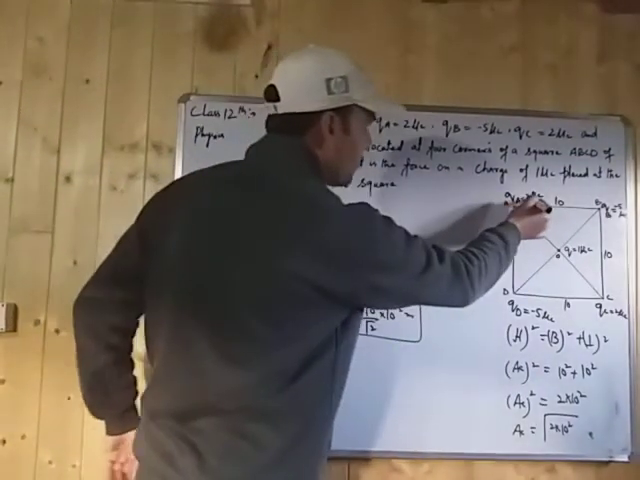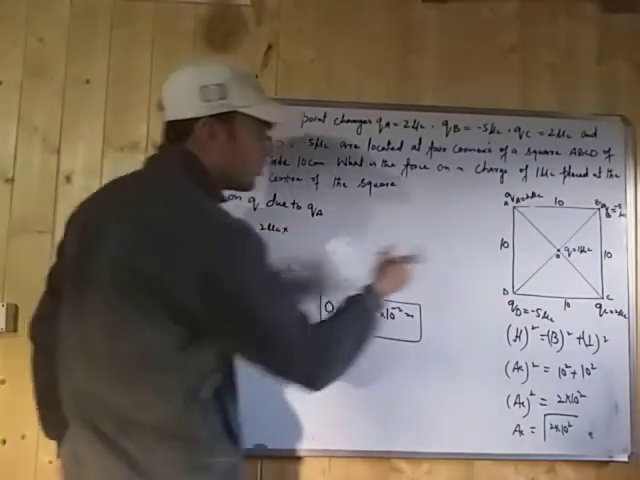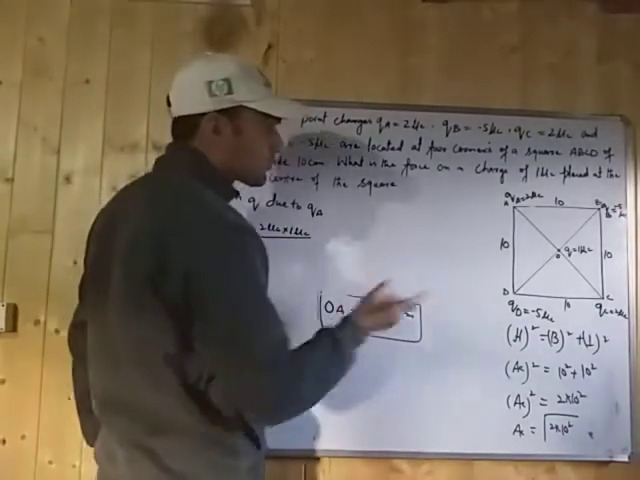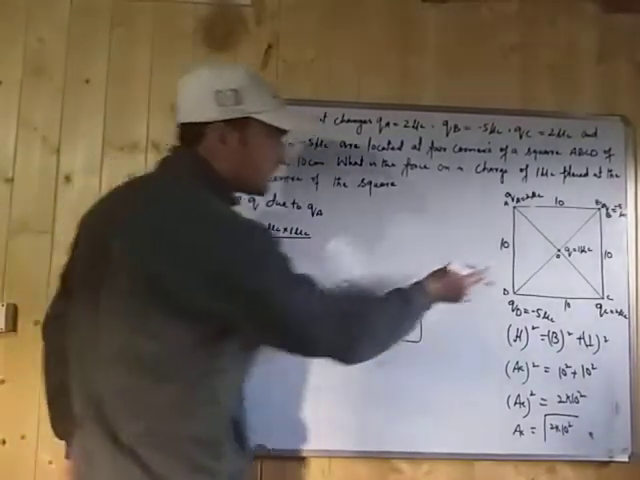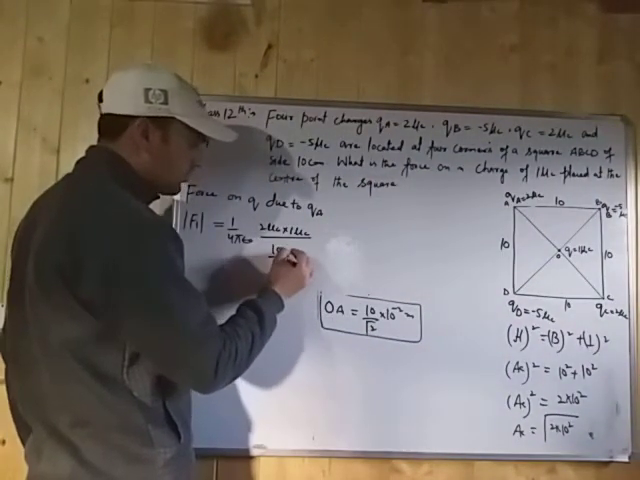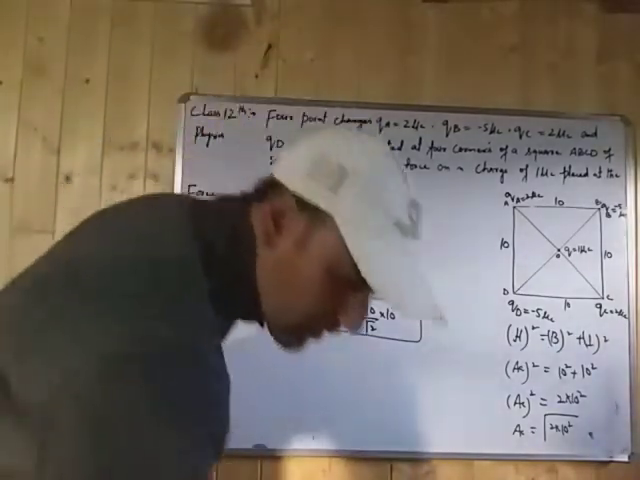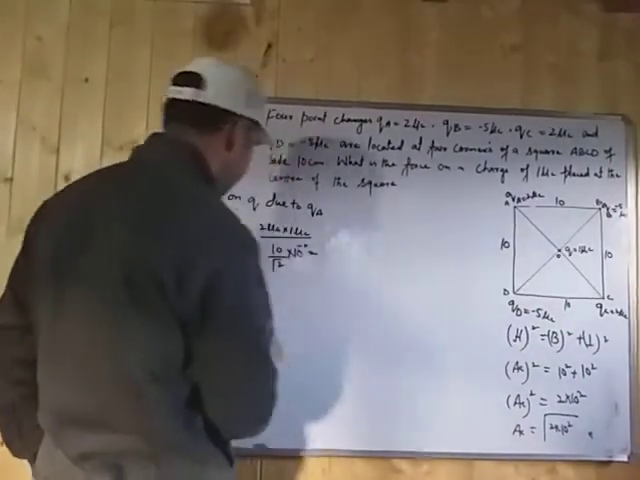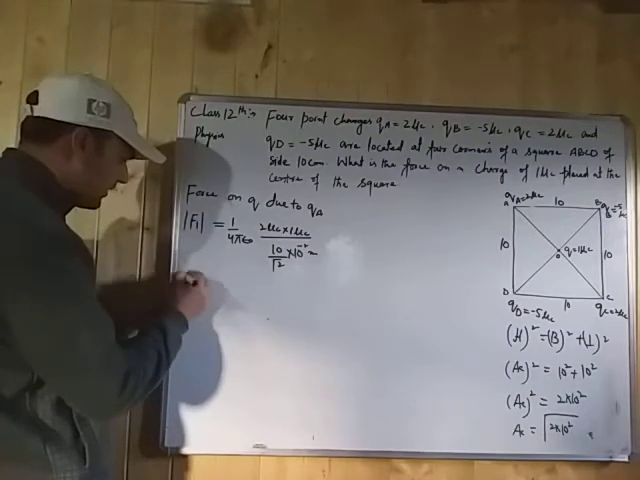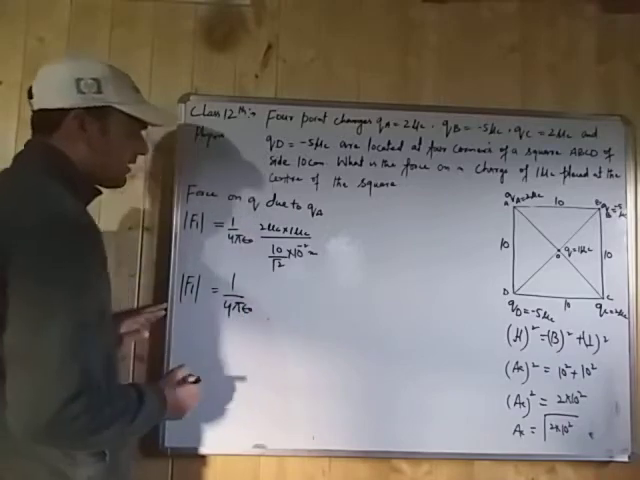Q1 here is 2 microcoulombs, into Q2, which is 1 microcoulomb, divided by the square of the distance between them. The distance between them is OA, which we have calculated: 10 divided by under root 2 into 10 raised to power minus 2 meters. So the magnitude of force F1 is equal to 1 divided by 4 pi epsilon naught.